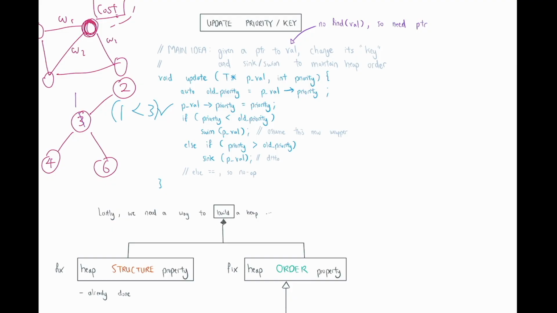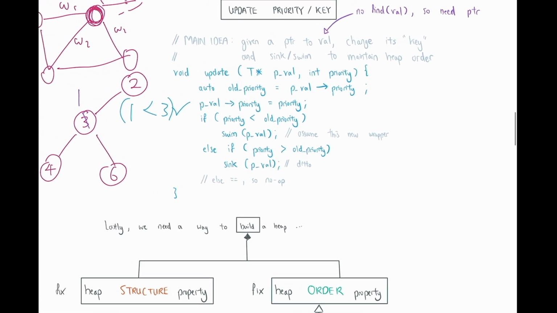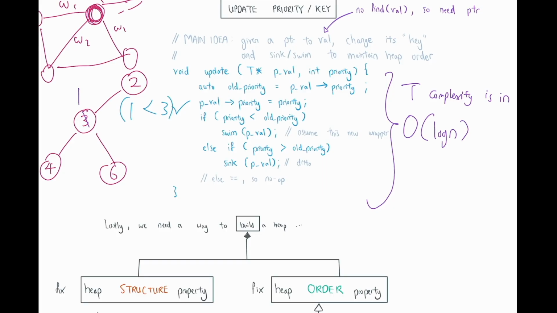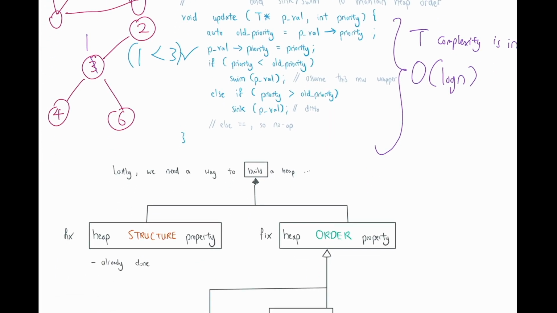And I think also, the fact that whether we are swimming or whether we are sinking, it goes through the height of the heap, which we have established is proportional to log n. So therefore, the time complexity is going to be in log n. All these operations on the heap are in log n, which is what makes it nice for things like Dijkstra's and other places where you need a priority queue concept to happen.